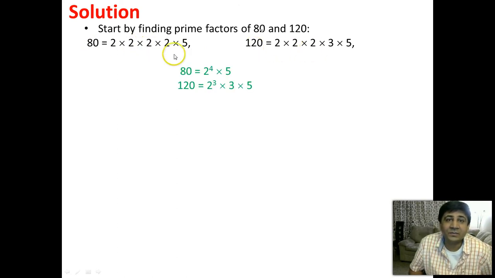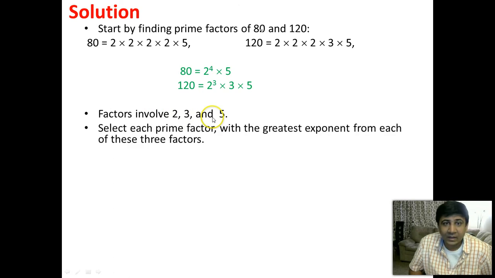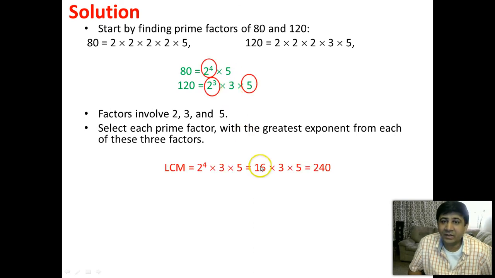Write them in exponent form. This is 4 twos, so 2 to the power 4. This is 3 twos, so 2 to the power 3 there. Then we have 3 and 5 as factors, and now we select each prime factor with the greatest exponent. We have 2 to the power 4 and 2 to the power 3, so we pick 2 to the power 4, and then we pick 5 and 3. You just multiply them. Our LCM comes out to be 240.